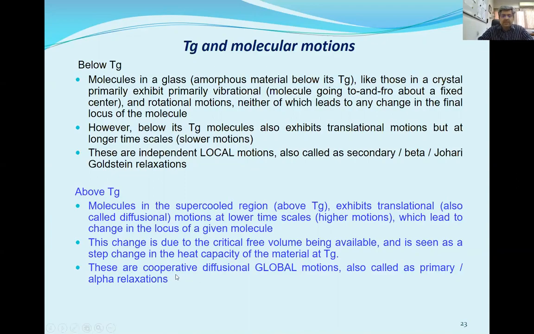And these motions are cooperative in nature, which means it does not occur in individual molecules, rather it occurs in a group of molecules. The entire system now behaves as one unit. So they are called cooperative diffusional global motions because they occur throughout the system, as compared to these motions which occur only in the local domains. These are occurring globally, and they are also called the primary or alpha relaxations.